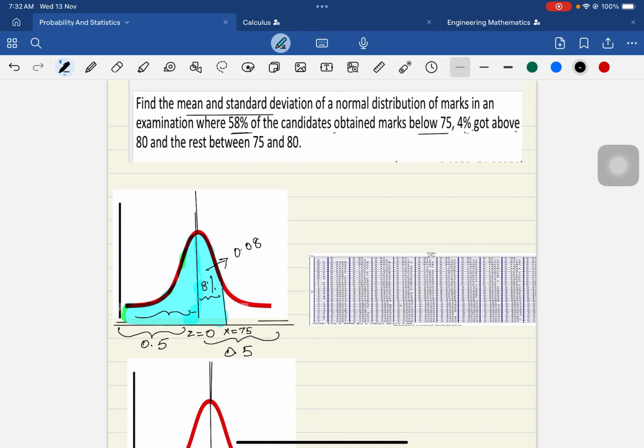So now let us take that value and go to the problem. See, 58% obtained marks below 75. So what does 75 marks mean? Our z standard normal variate formula is what? X minus mu over sigma. Below x is what? 75. That means x is 75, we know. We are trying to find out the value of z, and mu and sigma are unknown, right?